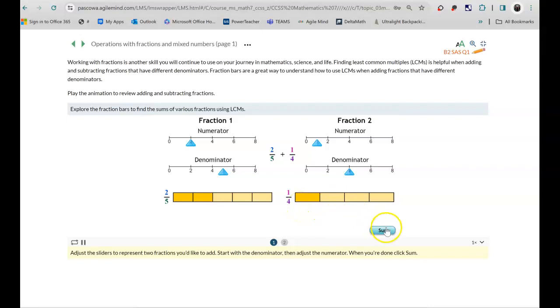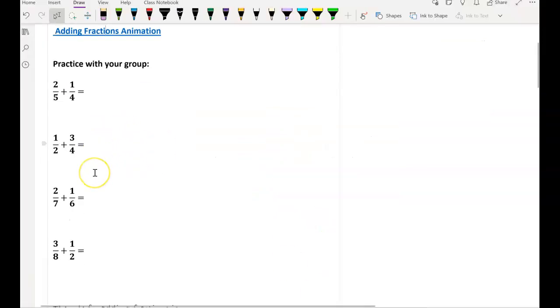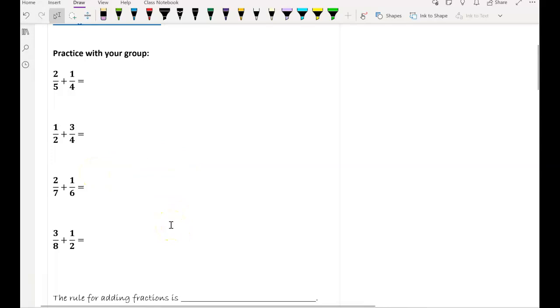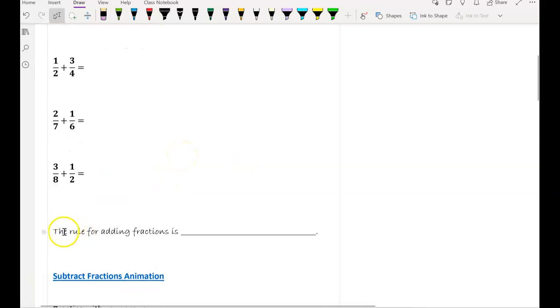Then you're going to hit the sum button, and you're going to work through that problem and the next 3 after that, with your partner at your table area or whatever, or by yourself. That's fine too, because chances are you're watching this because you weren't here for the live lesson. After you've done that, work through these, write your answers in your math notebook, and then when you're all done, write down: what is the rule for adding fractions? What are we supposed to do?